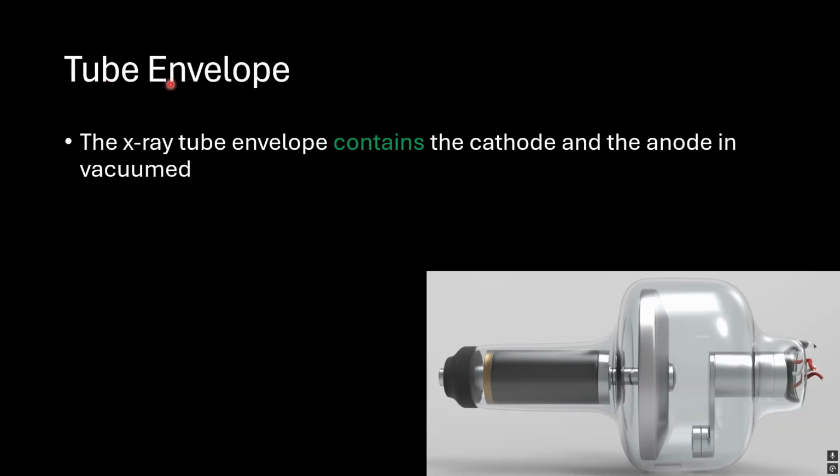Now let's talk about the tube envelope. The X-ray tube envelope contains the cathode and the anode in a vacuum. What do I mean by that? This is our tube envelope. It will contain the cathode and anode side in a vacuum.